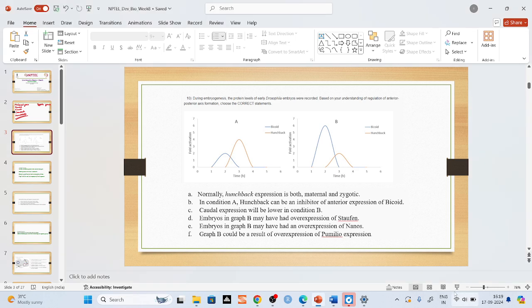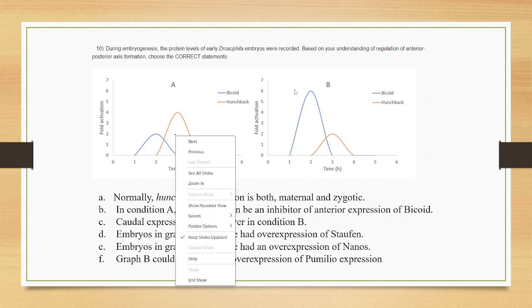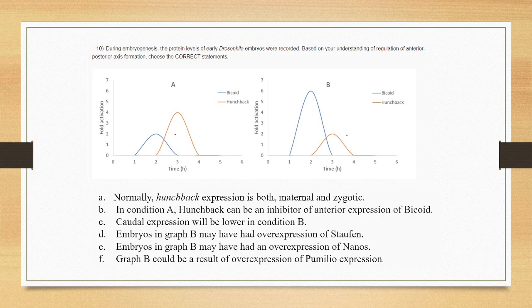Okay, so let us try to solve this question. The question says, during embryogenesis, the protein levels of early Drosophila embryos were recorded. Based on your understanding of regulation of anterior posterior axis formation, choose the correct statements. In graph A, you can see that the levels of bicoid is lesser than that of hunchback. So here hunchback is more. Here bicoid is more than hunchback. Okay. Now let us try to see the options.